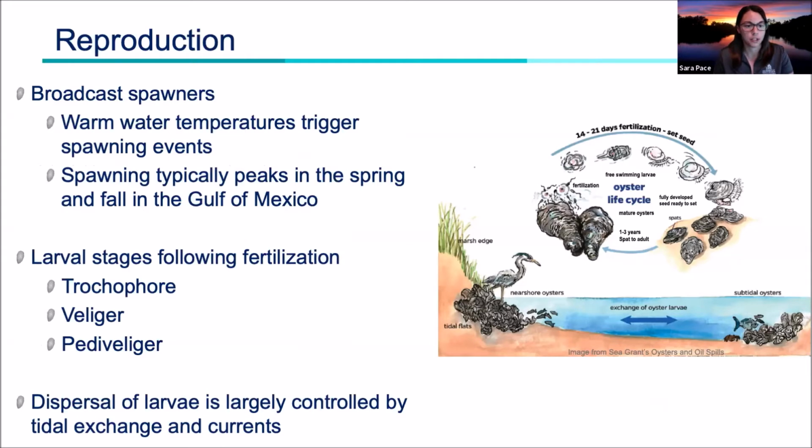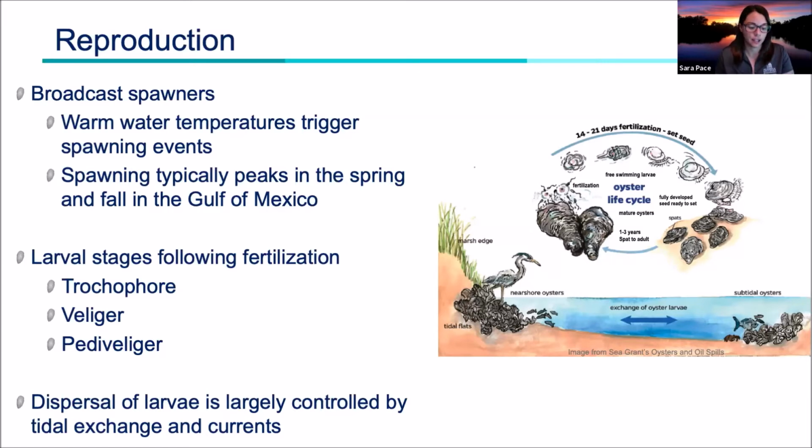Warm water temperatures trigger spawning events in addition to other environmental cues such as salinity. Oysters have a prolonged spawning season, but spawning typically peaks in the spring and fall in the Gulf of Mexico. And there are a couple stages that follow fertilization. The first larval stage is referred to as the trochophore stage. This lasts about 2 to 3 days. It's when they first develop a ciliated girdle, which allows them to swim. After which point they develop a velum, which is a swimming and feeding organ.